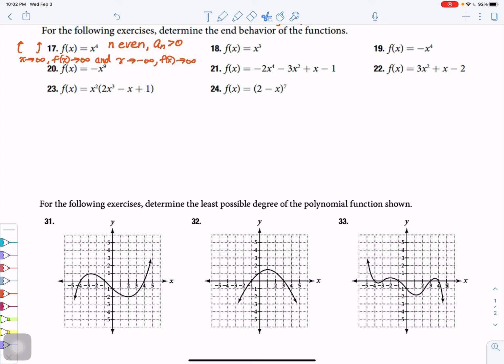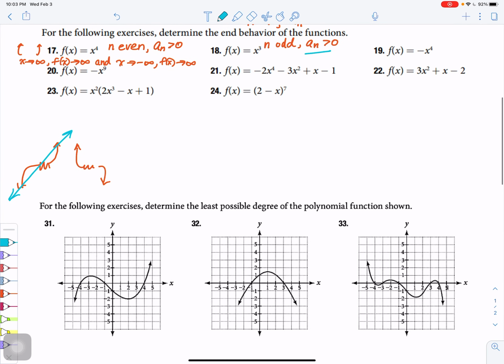So the degree is odd. N is odd. And the leading coefficient is positive. So when you have an odd degree, you either have right end up and left end down and whatever's happening in the middle, or left end up and right end down. One or the other. The ends behave like the ends of a cubic. So if n is odd but the leading coefficient is positive, you can see how this would be going up like a positive line. Okay?